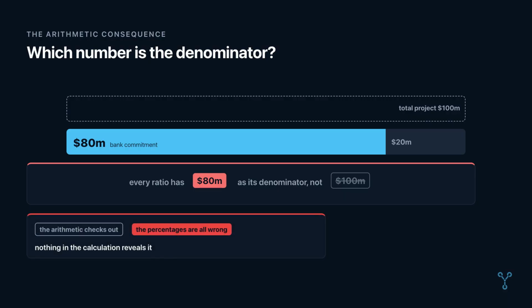Get that wrong and the error is invisible. The arithmetic checks out. The percentages are all wrong. Nothing in the calculation reveals it. The only defense is deciding the denominator explicitly at the start and stating it in the assessment. The other $20 million does not disappear. It stays visible in the ledger, so the financing plan reconciles and a reviewer can see the whole project. It is simply outside the reported amount.